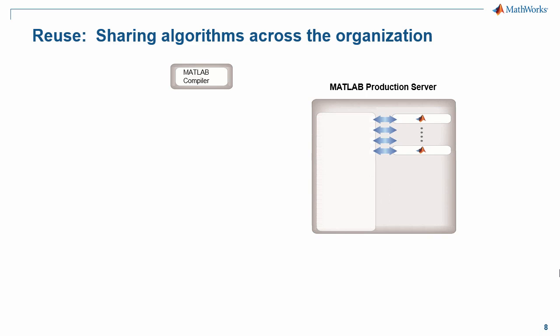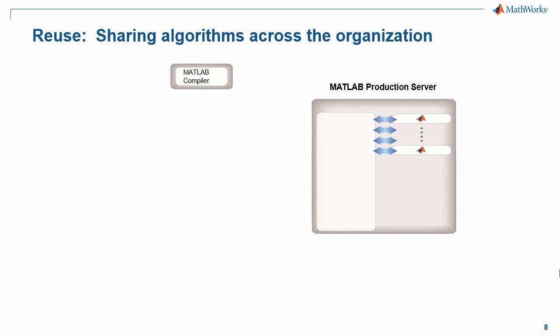So what the MATLAB production server does is it allows you to host multiple different MATLAB calculation engines, all running concurrently. The default configuration is 24 concurrent MATLAB executions, or 24 MATLAB workers as we call them. So you can run 24 simultaneous calculations. You can also get scaling by adding more workers or adding more capable hardware.